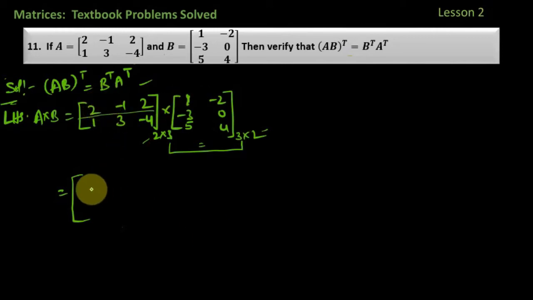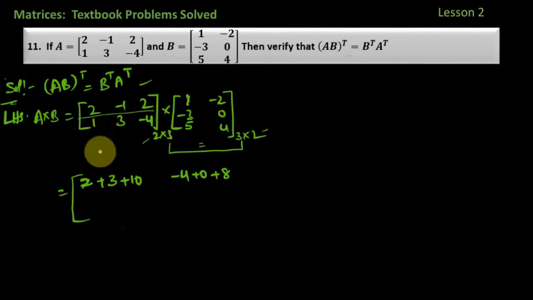So 2 into 1 is 2. Minus into minus will become plus, 1 3 is 3. Okay, plus 3. Similarly, 2 into 5 is 10. Right, now the second element, 2 into minus 2 is minus 4. Minus 1 into 0 is 0 only. 2 into 4 is plus 8. Okay.